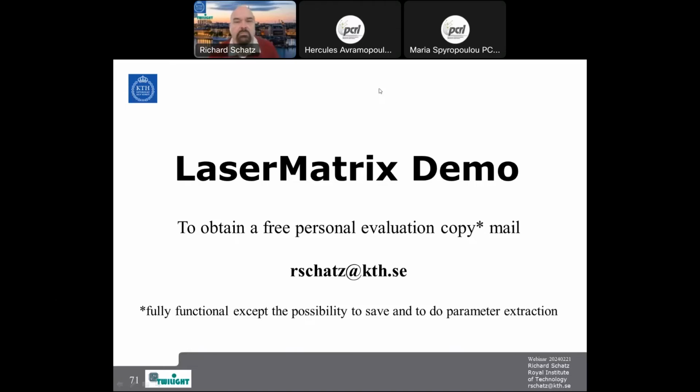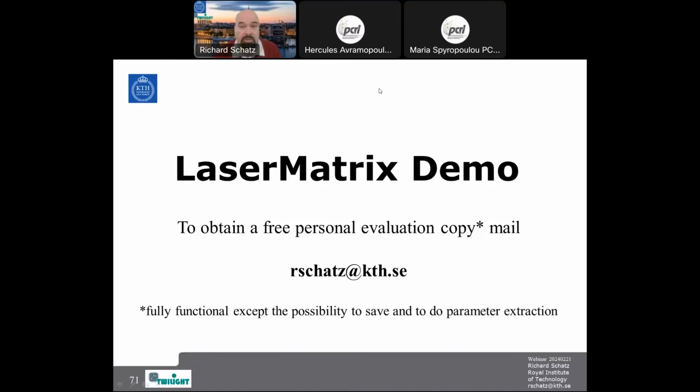I have one small question, Richard. How can you interface LaserMatrix with other tools, for example system simulations like VPI that you mentioned? What you can do is save the time traces, for instance. It's not possible to directly run the program from another program, but of course you can export all results as text files and do post-processing.